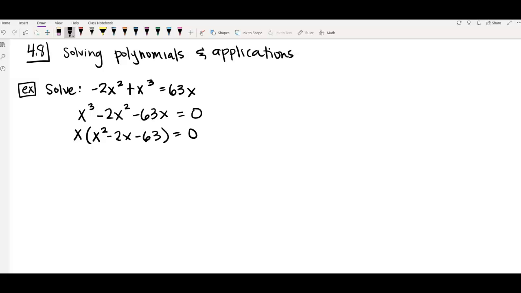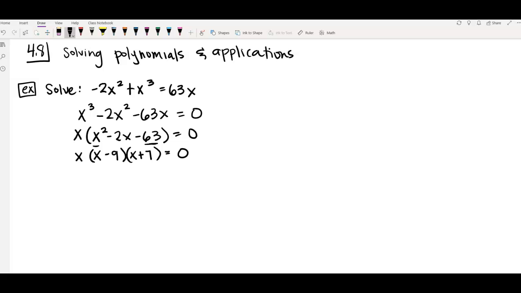Right? And now I want to see if I can factor that trinomial more. So keep the x out there. And I can go straight to the box method because my leading coefficient is a 1. So x times x is x squared. Right? And then what times what is negative 63 that adds to be a negative 2? Well, I know that 9 times 7 is 63. To get that negative 2, I'd need a negative 9 and a positive 7.